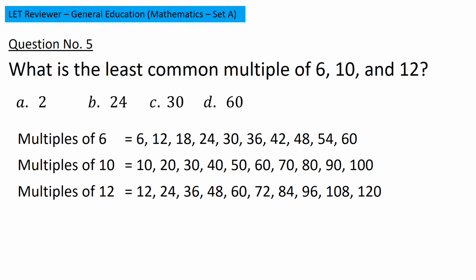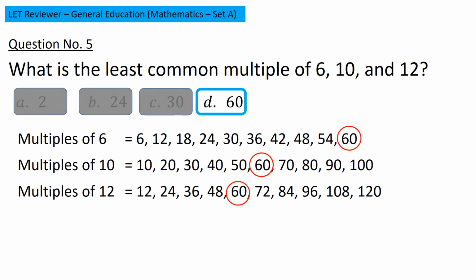Then you will notice na ang common sa kanilang tatlo na multiple ay yung 60. At yun ang pinakamababang multiple na common sa kanilang tatlo. So, 60 is our least common multiple. So, our answer here is letter D, 60.